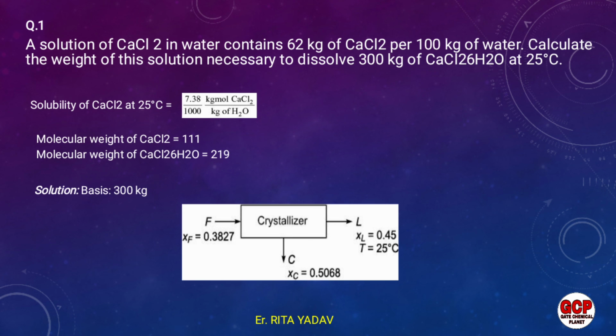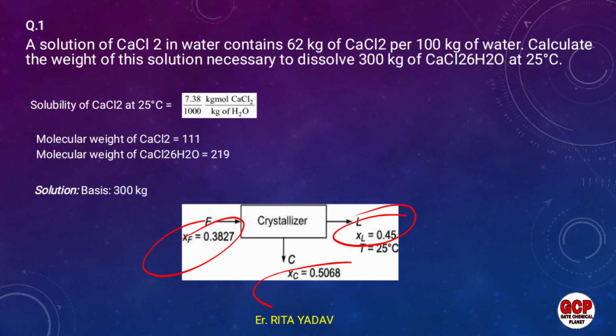So in this solution, the solubility of calcium chloride at 25 degrees Celsius is given, and it is equal to 7.38 kilomoles of calcium chloride per 1000 kg of water. The molecular weight of calcium chloride is 111. The molecular weight of calcium chloride 6H2O is 219. So student, on the basis of the solubility data, now we can calculate the values of XF and XL.